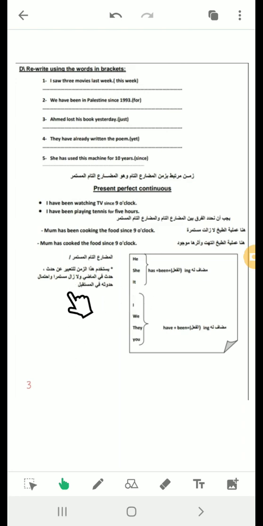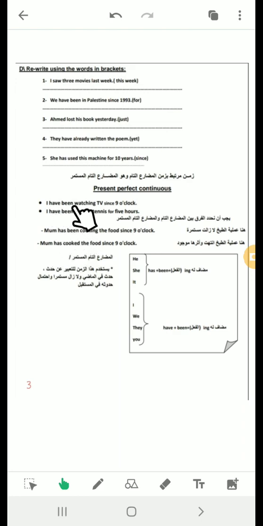Now we want to know the form of the verb. We use have. It's perfect, present perfect. Because it's present, we use have and has, not had. And because it's perfect, we use past participle after them. But the past participle here is been. Have been, has been, has been.